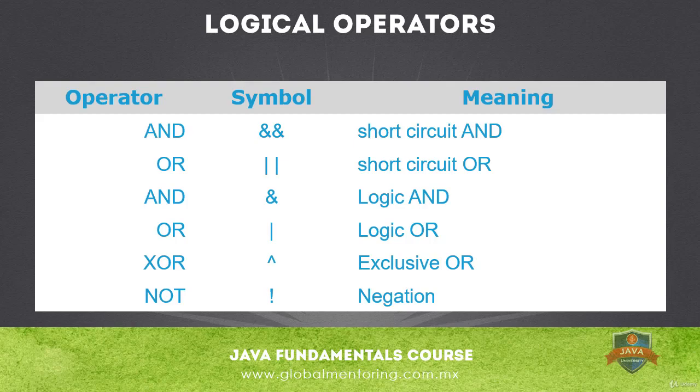Unless we want to work with bits, ones and zeros, we will normally use the AND and OR operators in short circuit mode. In the following table, we will explain what this means.